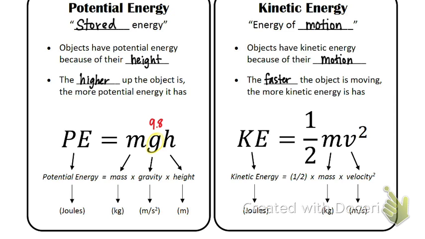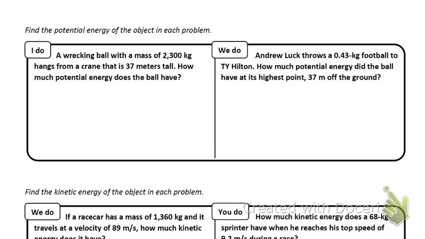So this formula is a little bit different. Kinetic energy is 1/2 mass times velocity squared. So you have to pay attention to that one. I'm going to put a second power on there, do some multiplication, and then cut that number in half. Any questions about any of this vocab? Okay. On the next page, we've got some examples to work through.